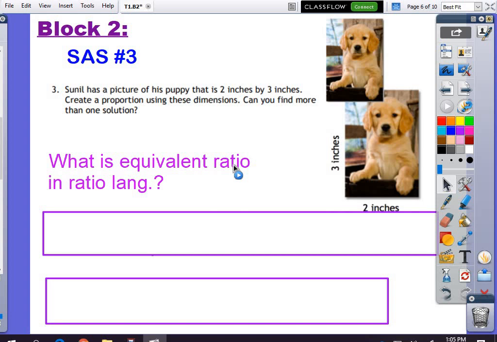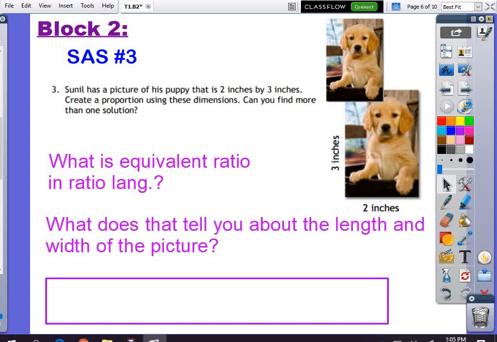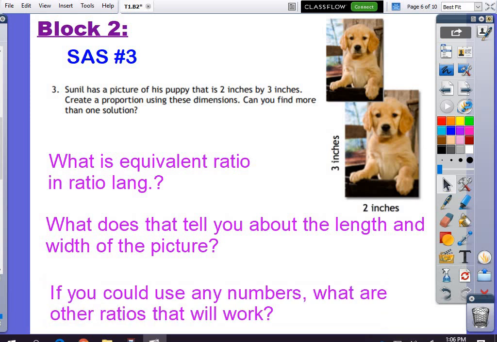What other words could I have used instead of "to"? The dot. Word. For every. Okay? What does that tell you about the length and the width of the picture? So if I have 12 inches to 18 inches, what does that tell me about the width? It's 12 inches. What is the height? 18 inches. If you could use any numbers, what are the other ratios that will work? We just entered a ton of those. So we are moving on.